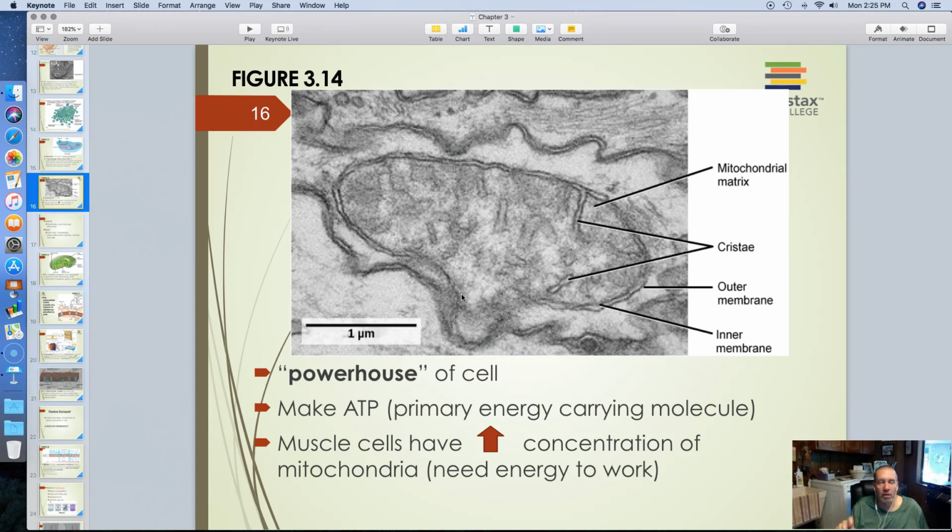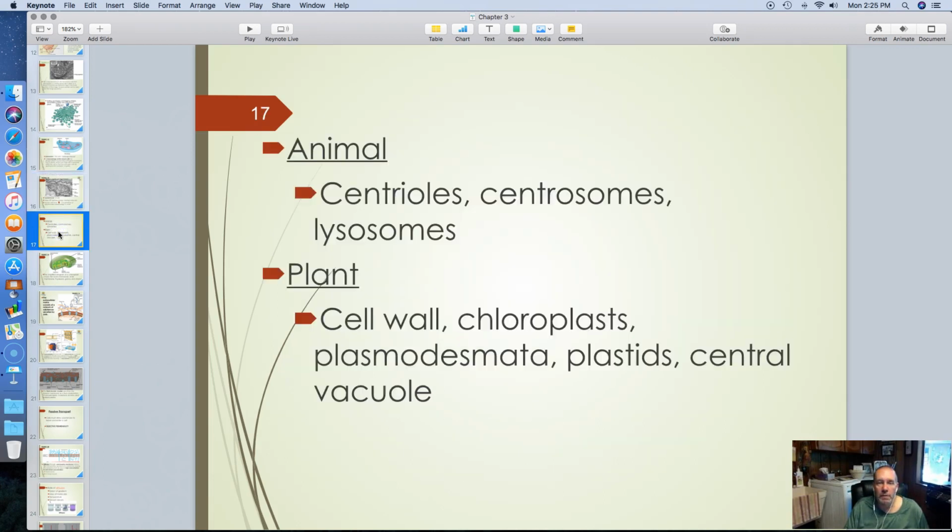Your book has a paragraph, a little bit of description for each of these organelles. So read through that. It talks basically about how the mitochondria generates ATP, but again, we're just trying to give you an overview to make sure you at least have a basic understanding of how our bodies work.